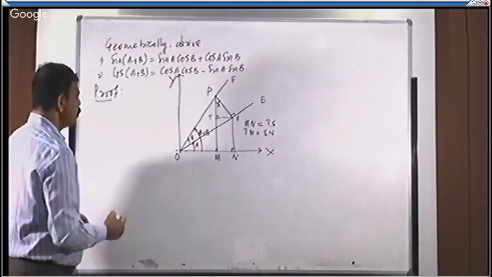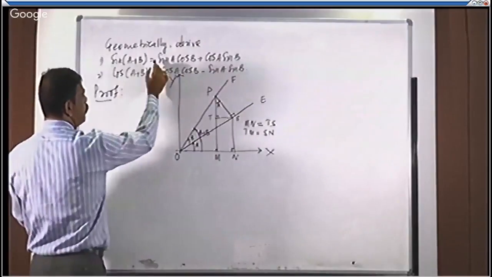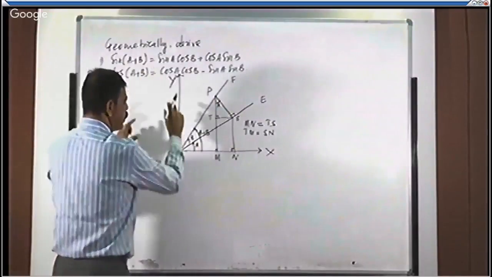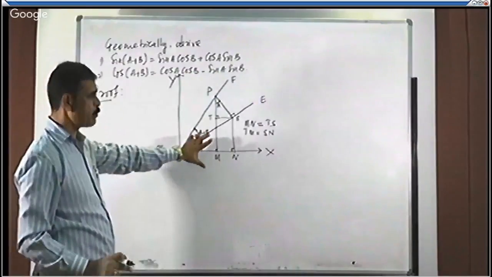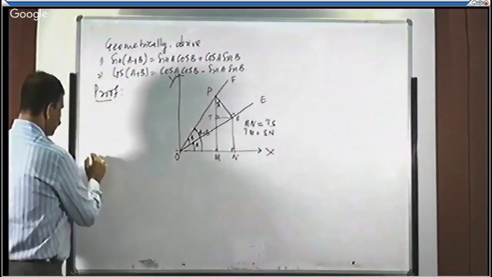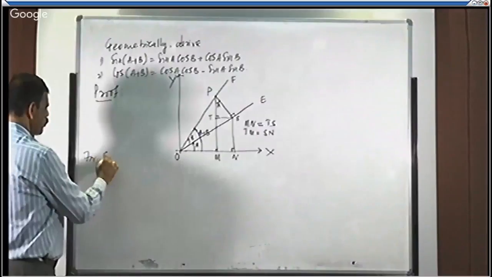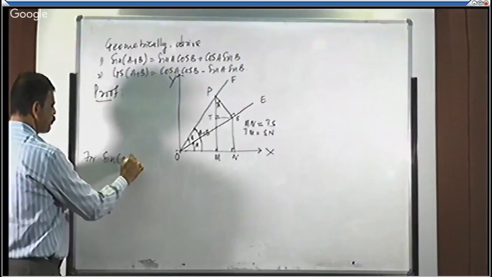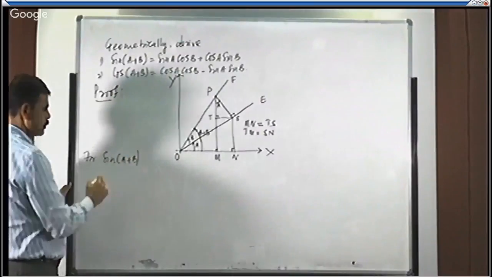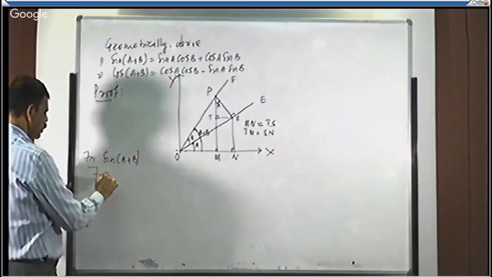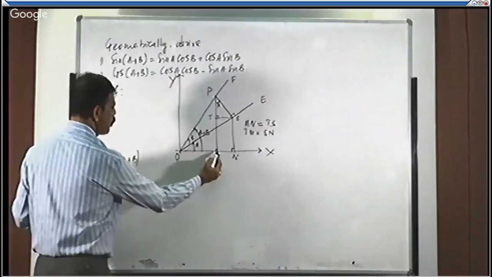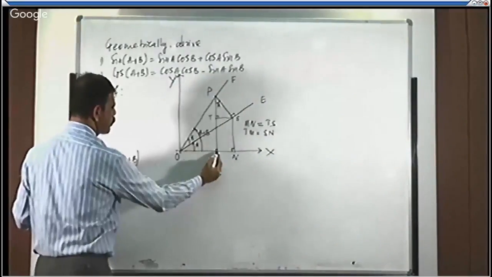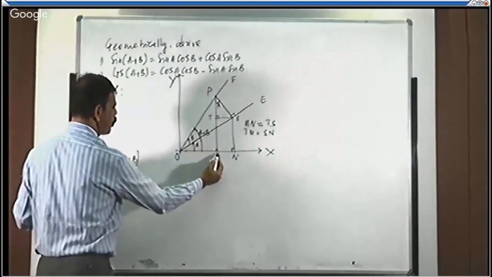To derive sin of A plus B or cos of A plus B, we have to use the same figure and the same explanation. For sin of A plus B, from the right angle triangle OMP, take this right angle triangle OMP.